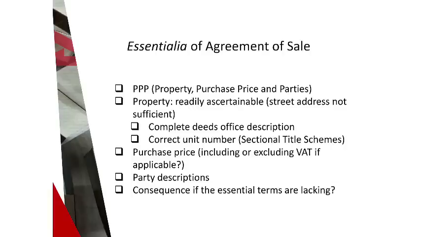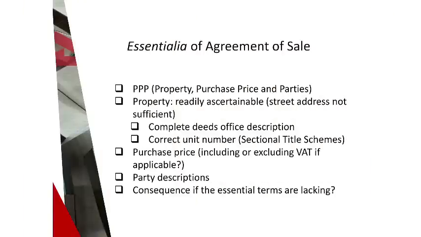Then the purchase price. It must be clear whether this is a VATable or a transfer dutiable transaction. We'll get to the difference between VAT and transfer duty in a moment, but it must also be clear whether that agreement, whether that sale, if it is VATable, is inclusive or exclusive of VAT. Because if you don't specifically state that it is ex-VAT or inclusive of VAT, the law says that we presume that it is then inclusive of VAT. So what you can have is then a seller who says, well, you did not specify, and now I'm 14% short. Party descriptions.